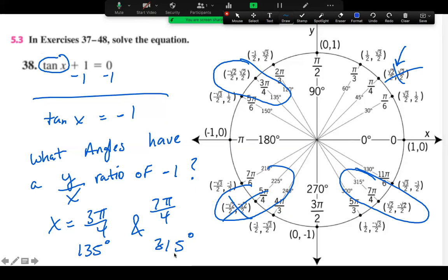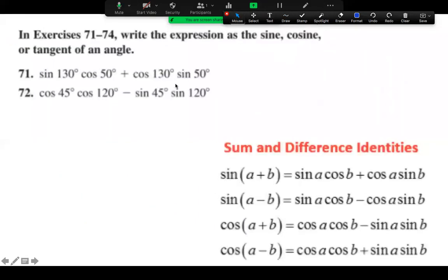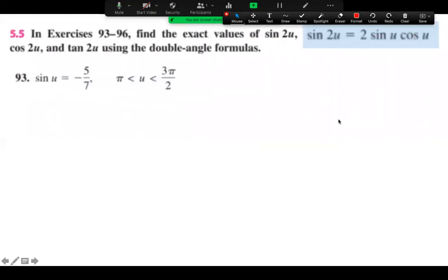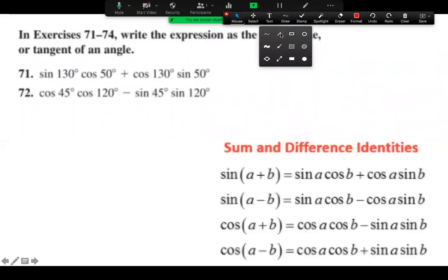Okay, now we're going to move on to sum and difference formulas or techniques. So let me clear the screen. And let's look at number 71. So for courtesy here, I have copied the sum and difference identities here. So number 71, it says write the expression as the sine, cosine, or tangent of an angle. It's just going to be one of those, okay? Not all three. So look for patterns.